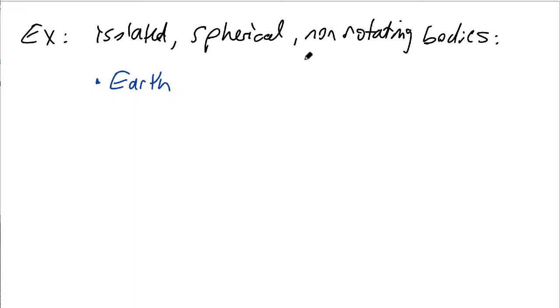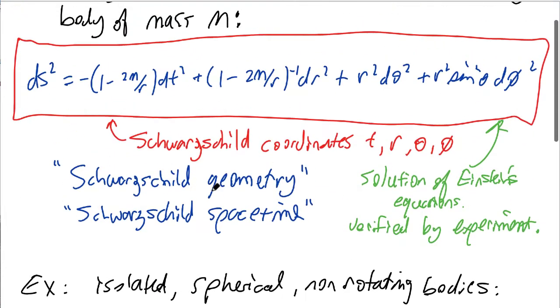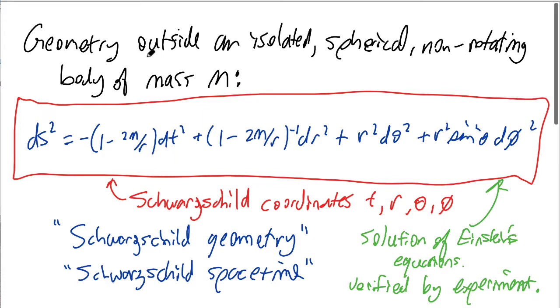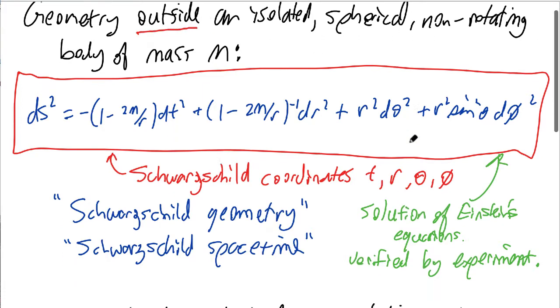We can also think of the Earth as non-rotating, compared to, say, a pulsar, which is a rapidly rotating neutron star. The Earth rotates pretty slowly. So the Earth is a pretty good example of an isolated spherical non-rotating body. And likewise, to some degree of approximation, we can think of the Sun and Jupiter and so forth as being isolated, spherical, and non-rotating. Keep in mind that the Schwarzschild geometry is the geometry outside an isolated spherical non-rotating body.